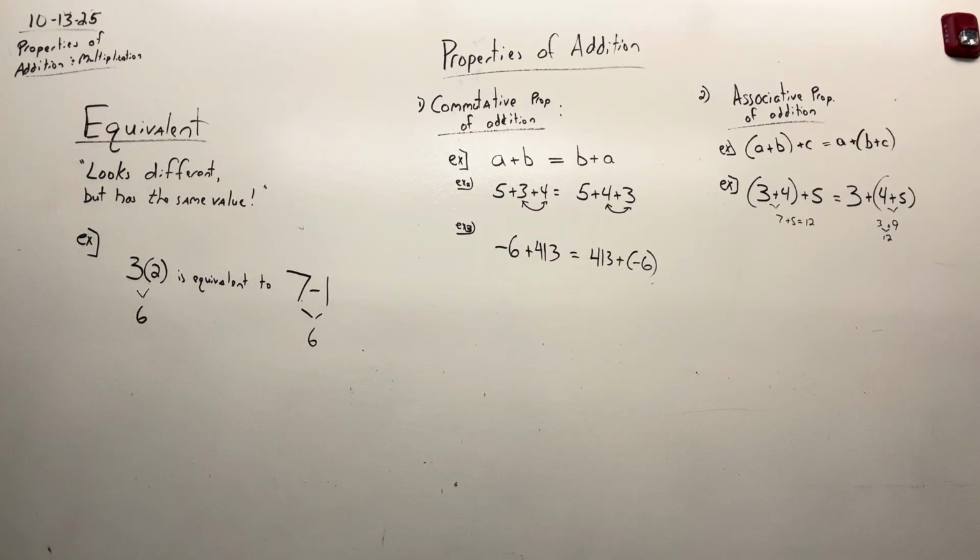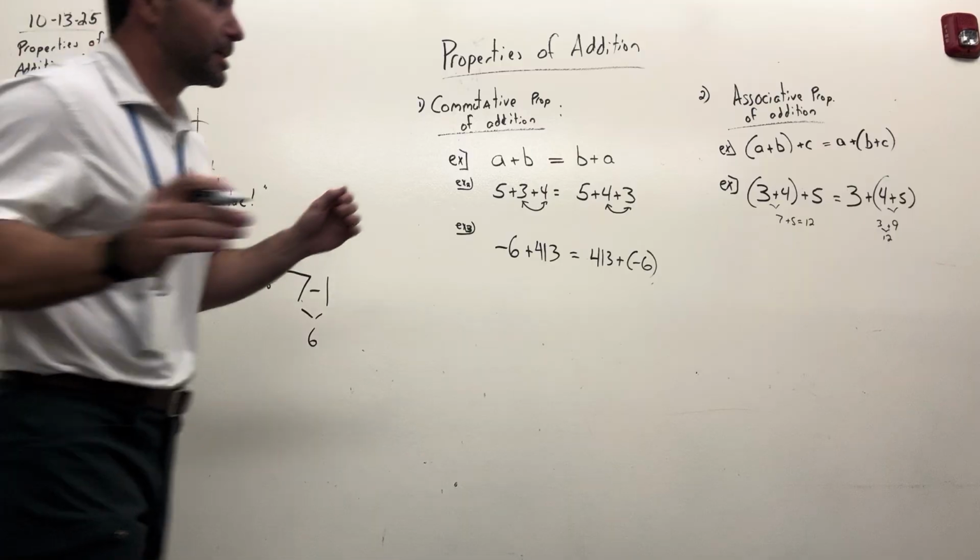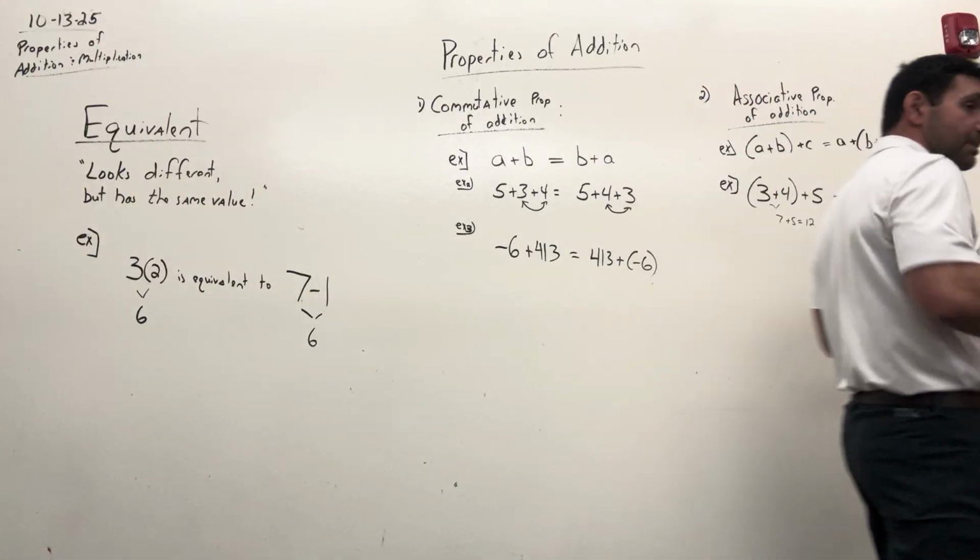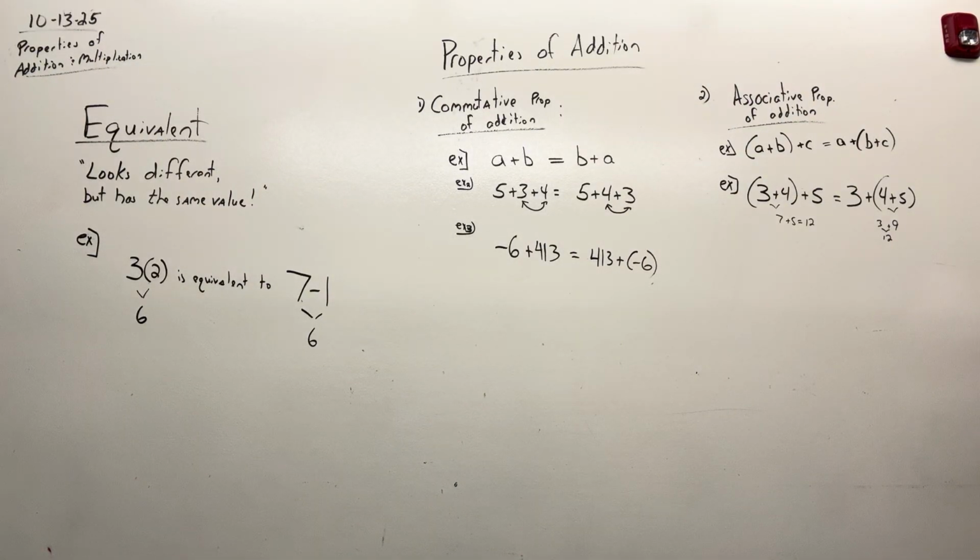Equivalent. But that's the associative property. The parentheses group them differently. So when the parentheses group them differently, that is the what property? Associative property. When we change where the parentheses are grouping them, that's the associative property. When two expressions are equal, then they are equivalent.